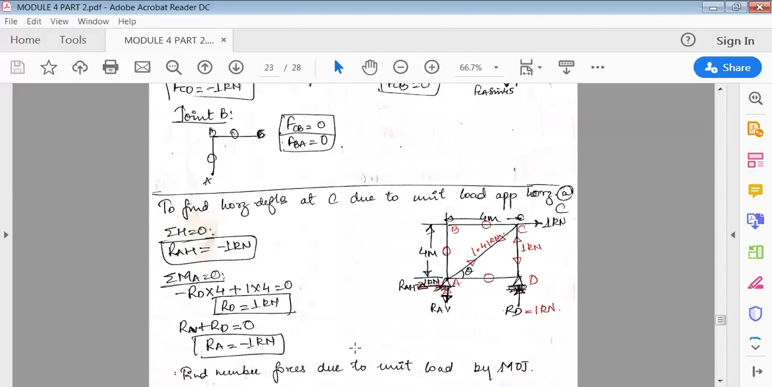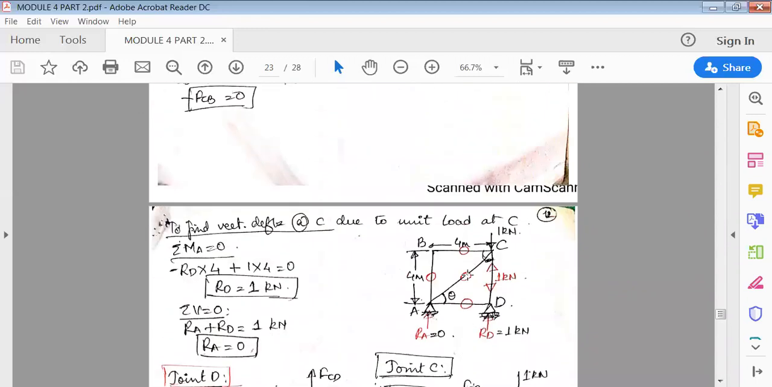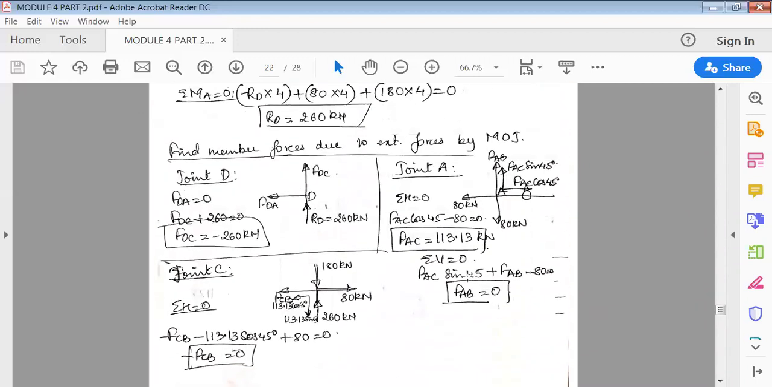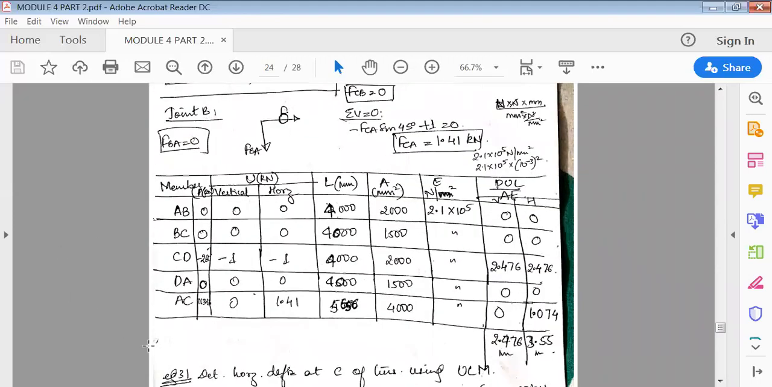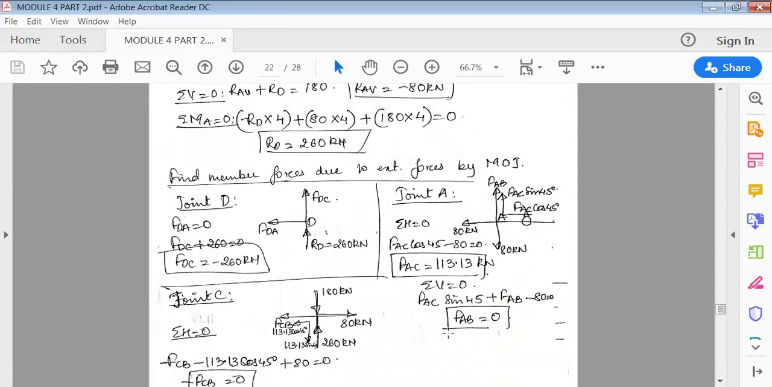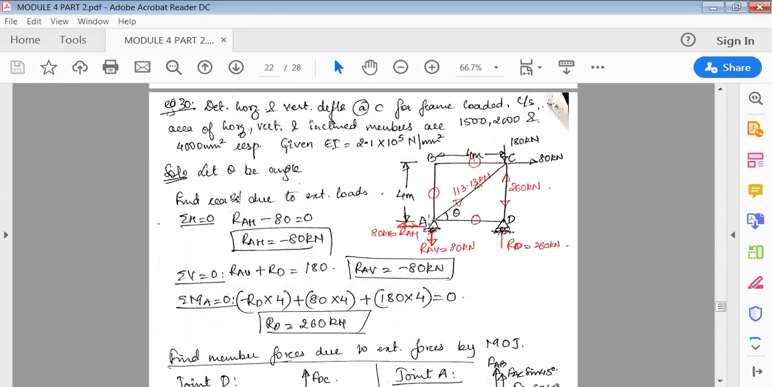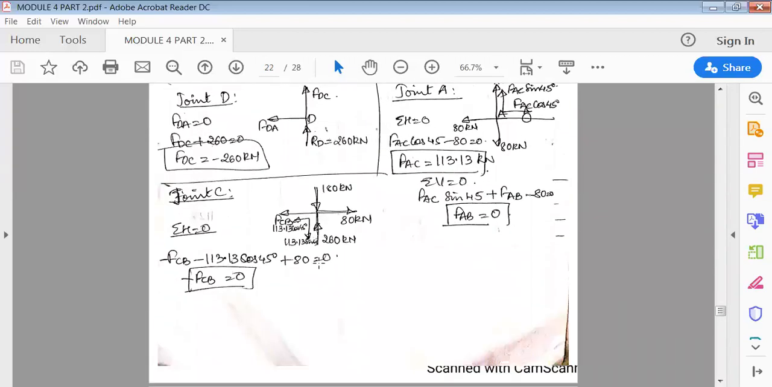In CD, come to this portion, CD. Check out the loads. Now you can see here, at D and A there are two loads acting. Remember, at A, that is this portion, and at D, this portion. Mark all the forces here.